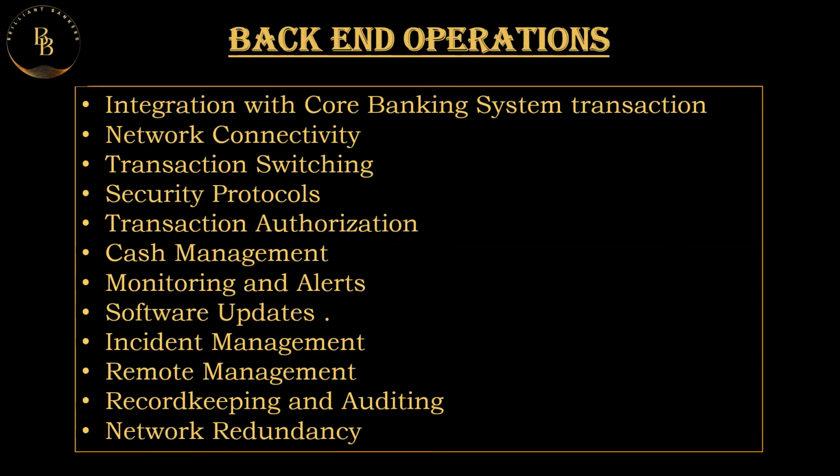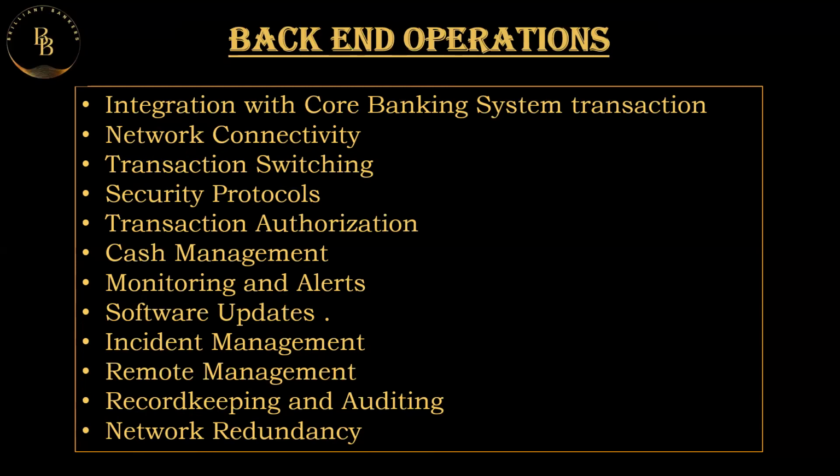So, the overview of the backend operations: it is integrated with the CBS, or the core banking system. The ATM is integrated with the bank's core banking system, allowing real-time communication for transaction processing and account updates. This interaction ensures the user's account reflects accurate information after each and every transaction.